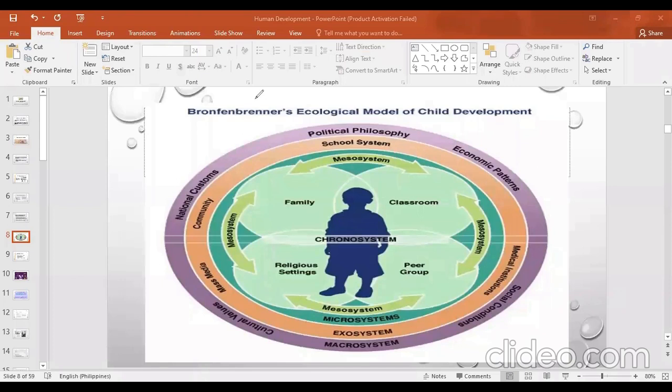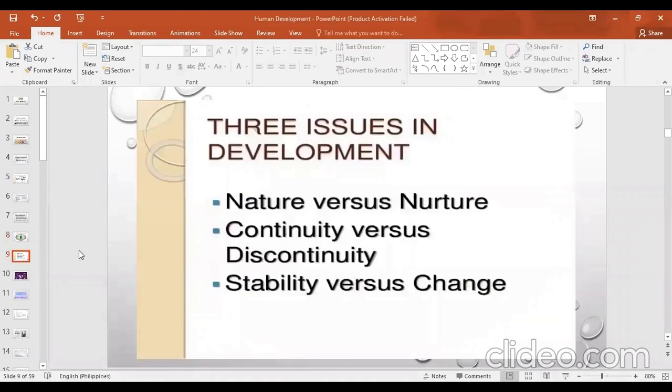Again, what are the 5 systems that can affect the child development? We have microsystem, mesosystem, exosystem, macrosystem, and chronosystem. So now let us proceed with the 3 issues in development. First, we have nature versus nurture, continuity versus discontinuity, and stability versus change.